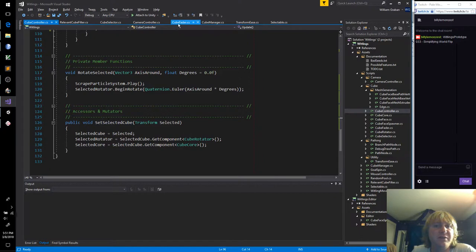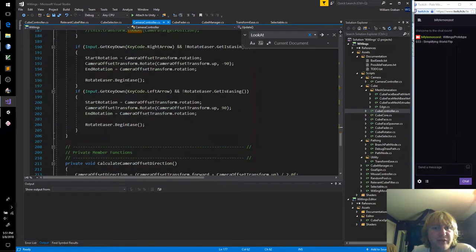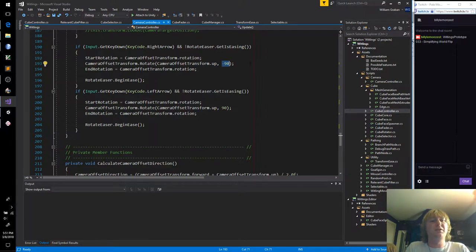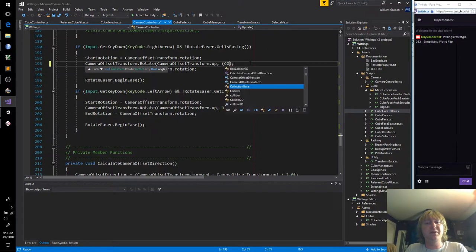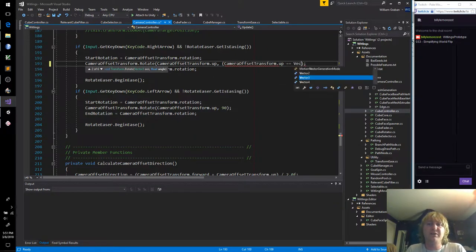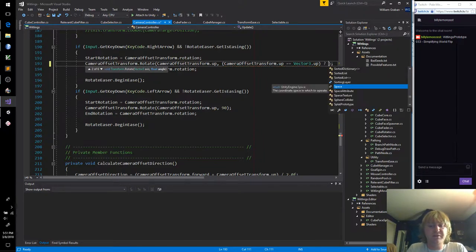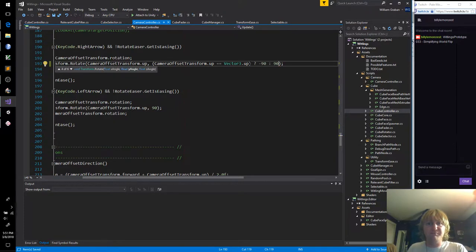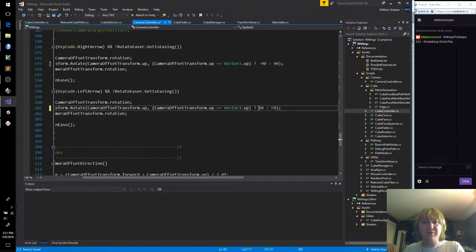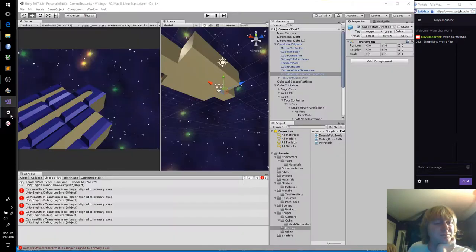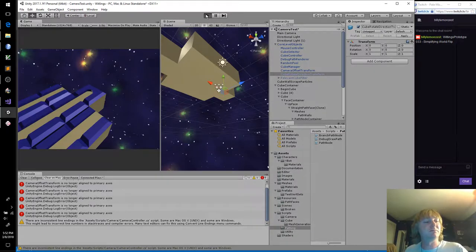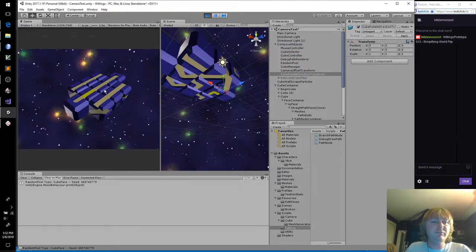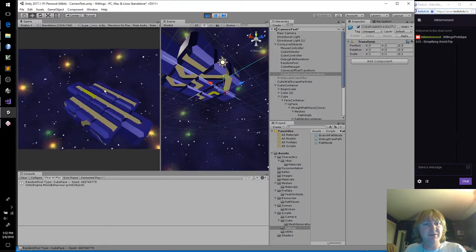Let's go into our rotate code. Right arrow. I'm going to use a ternary operator here. If camera offset transform dot up equals vector 3 dot up, I want to return negative 90, otherwise 90. And here we're going to swap them. To the right, works happily. The left works happily. Let's do a flip.